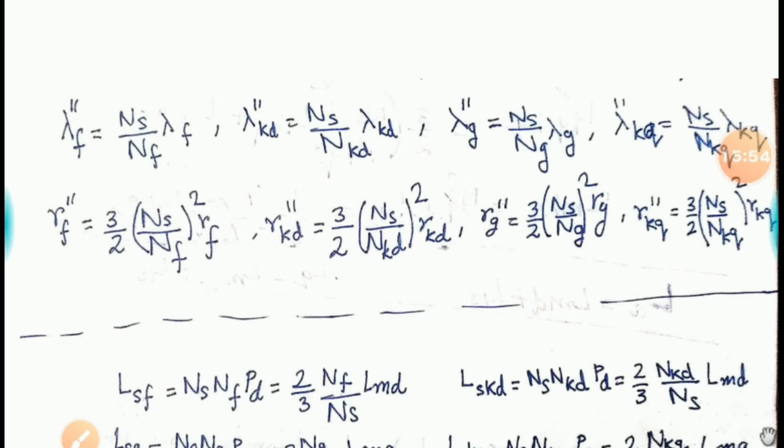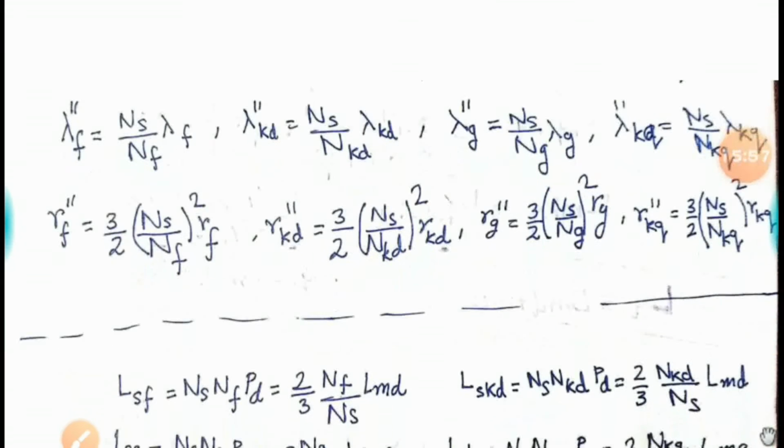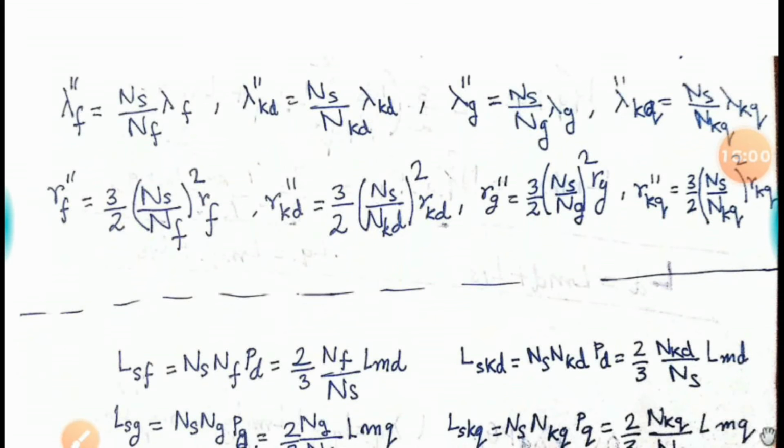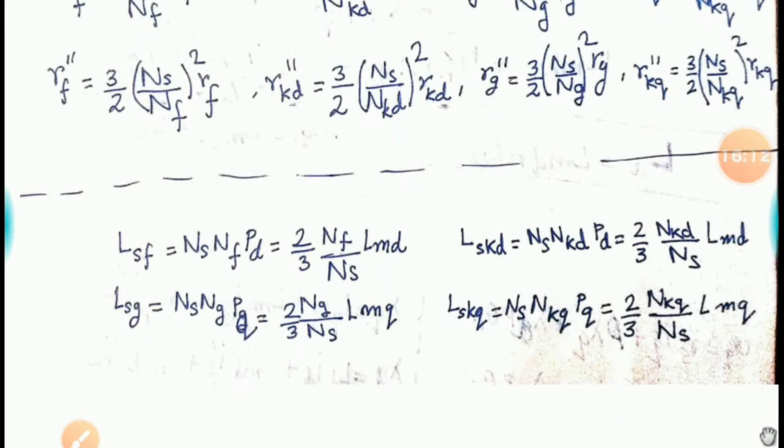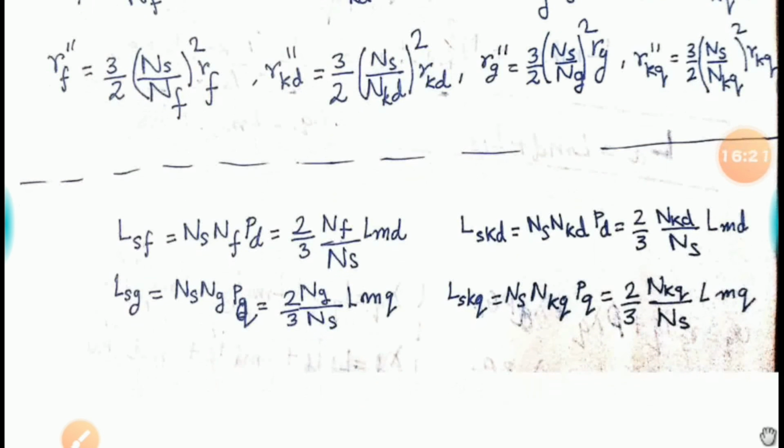What about the resistance? Resistances are following the same principle that we know for impedance transformation from one side of the transformer to another side, we are applying the same formula here, right? And the same is true for our individual winding inductance. Here you can see there is a slight difference, that while we are trying to refer, the turns ratio NS is coming to the denominator.